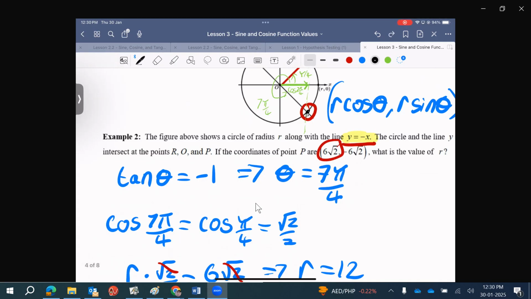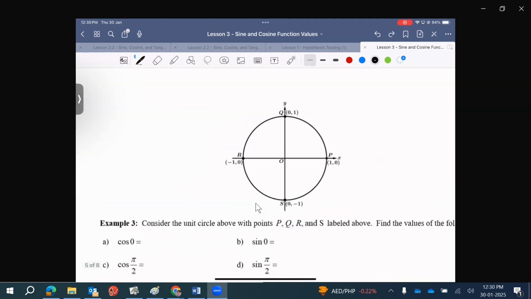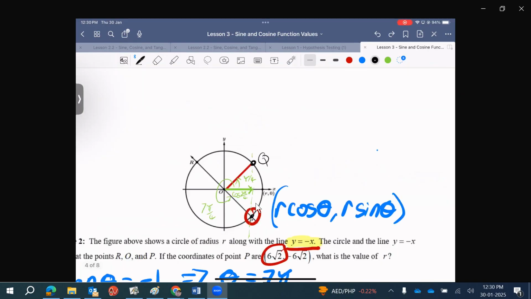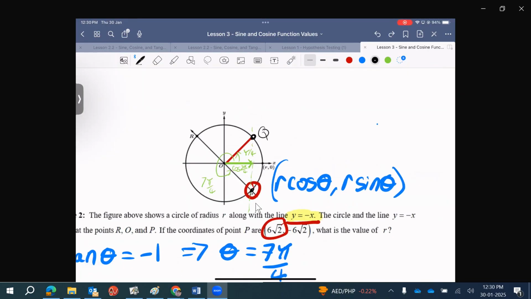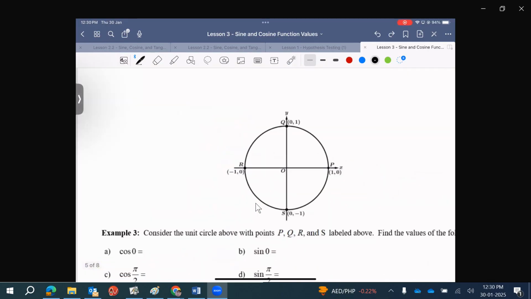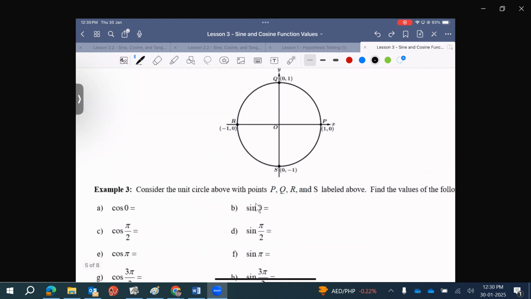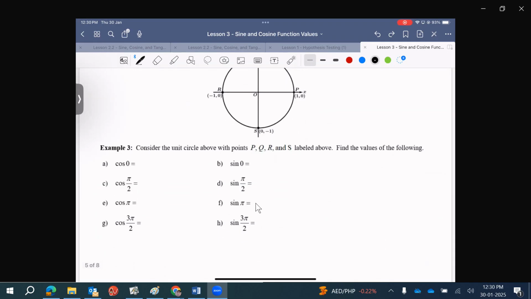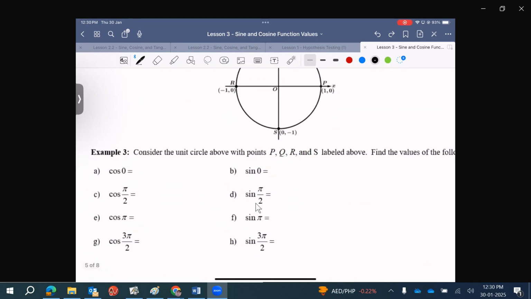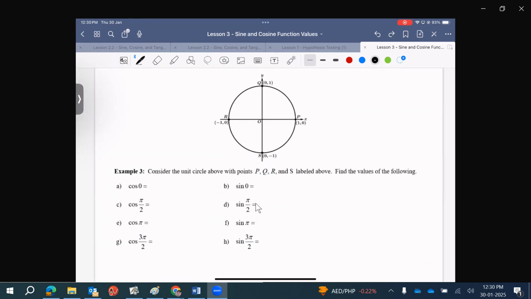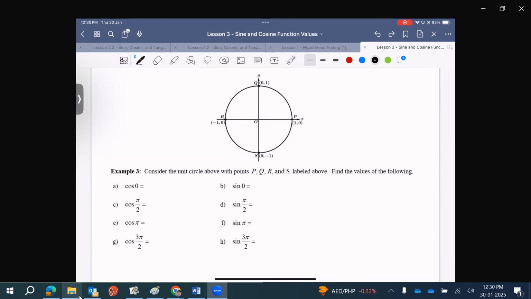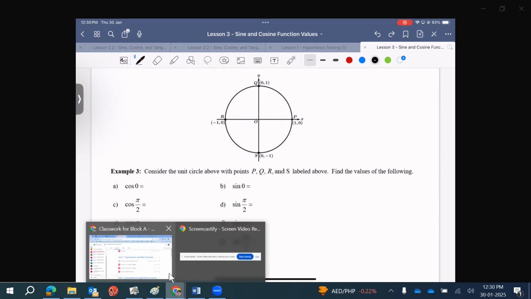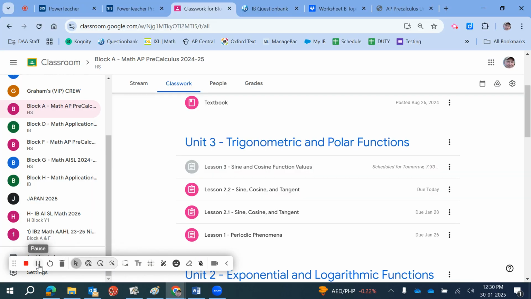Okay, let's move on to the next one. Oh, either, fine. They're both true. All right, so consider the unit circle above and find the value of each one of these points. I'll give you 4 minutes for this one. It's quite easy. Right then, have a little go with that one.